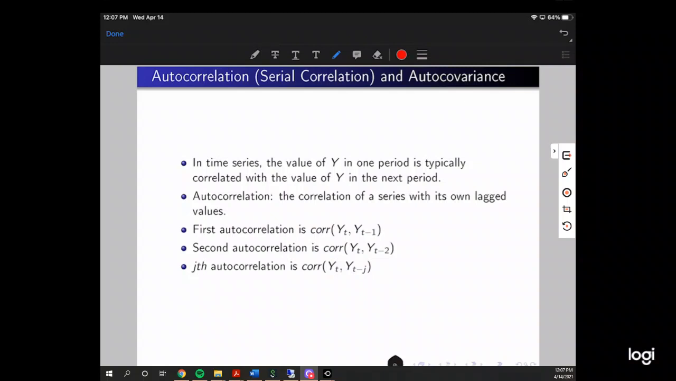In time series, the value of y in one period is typically correlated with the value of y in the next period. Autocorrelation is the correlation of a series with its own lagged value. So the first autocorrelation is the correlation of y t, current period y, and last period, t minus 1. The second autocorrelation is the correlation between current period y and the y in 2 periods ago. And we can do this to the jth autocorrelation, so it's just going to be t minus j here.